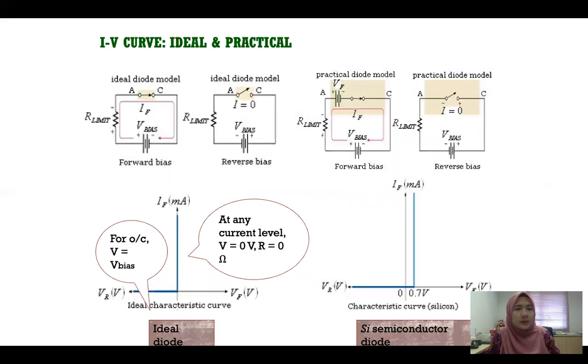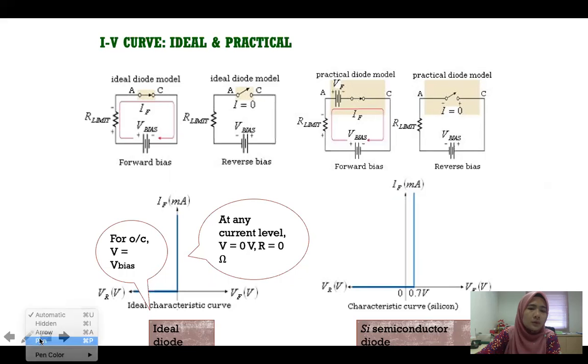So what is the difference between an ideal diode and a practical diode? This is the circuit of the ideal diode in forward bias and reverse bias. For forward bias, positive is connected to the positive, negative connected to the negative. Reverse bias, negative connected to the positive, positive connected to the negative. You look at here, for the reverse bias, the current is 0.